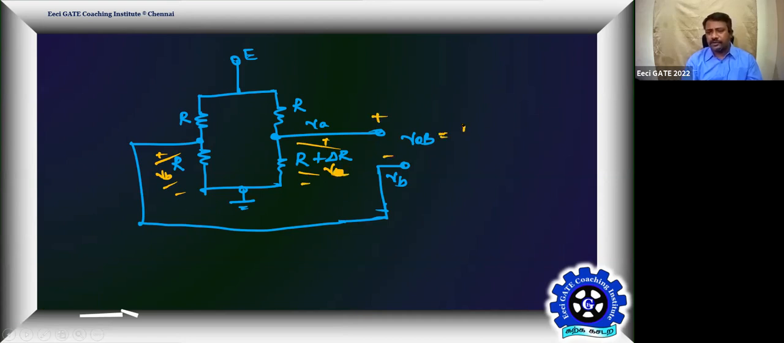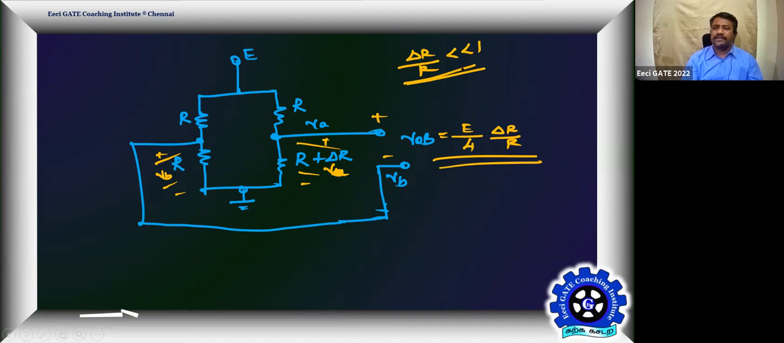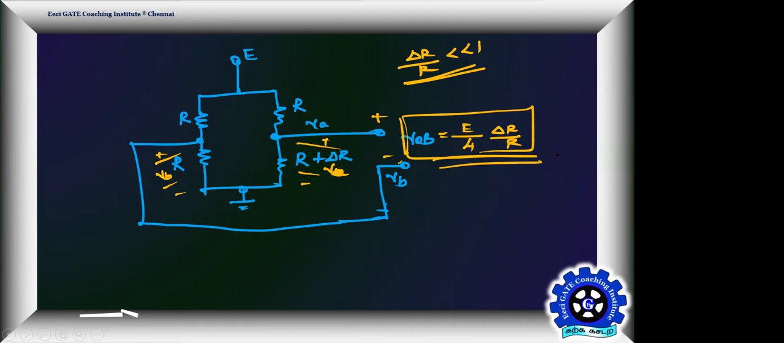So this is producing E by 4 into delta R by R. Show this. You may need an assumption: delta R by R very, very less than 1. It is so. It is there. So happily one can say this. Getting you, Priya? Yes, sir.